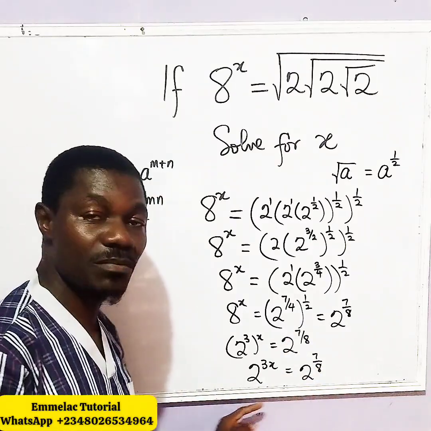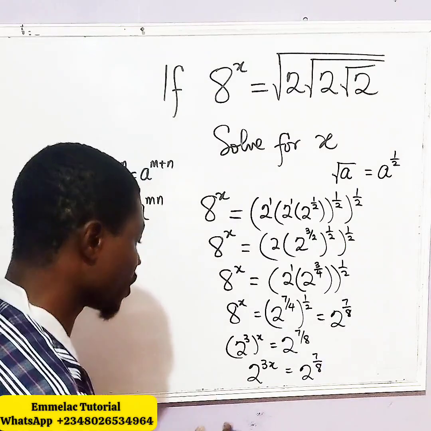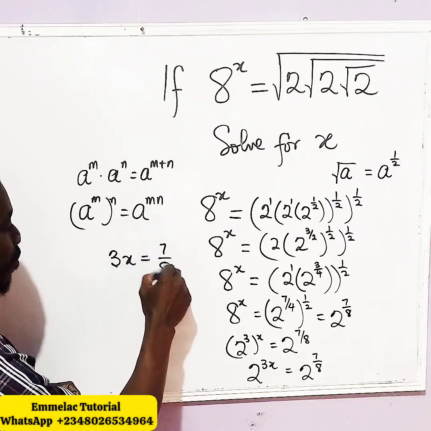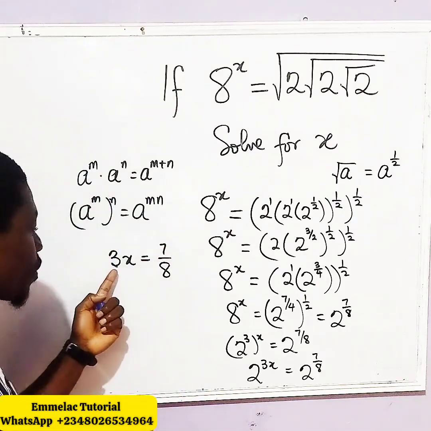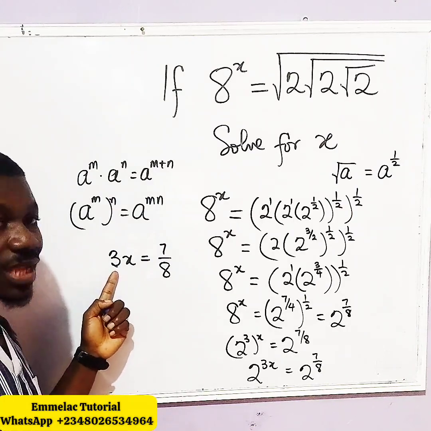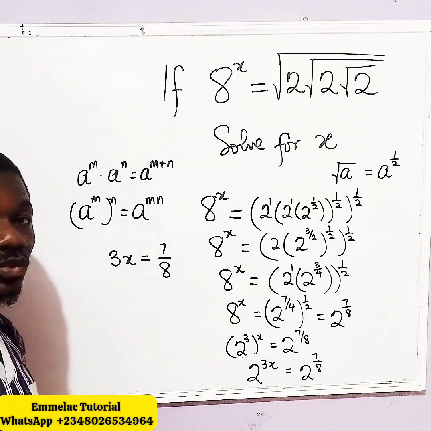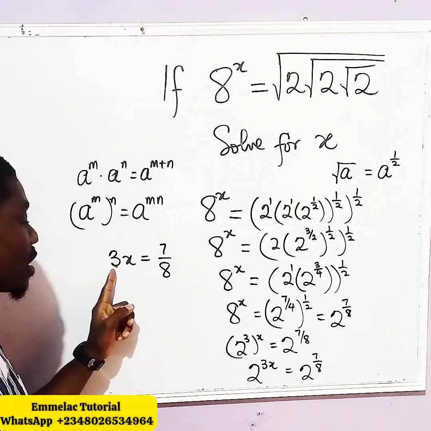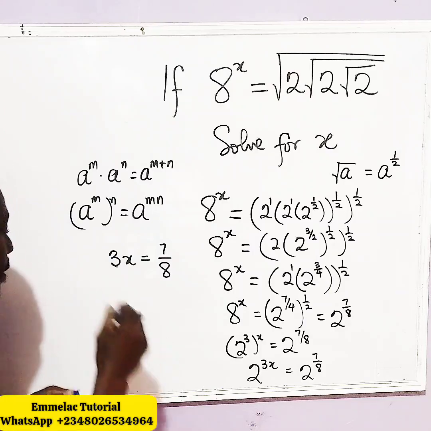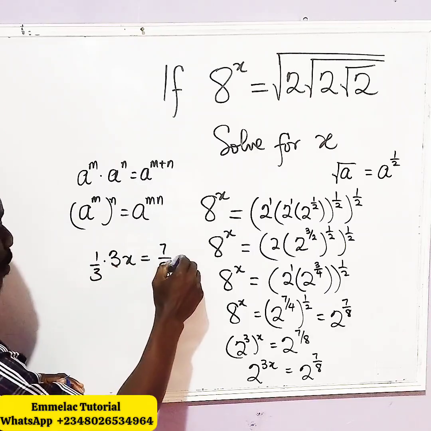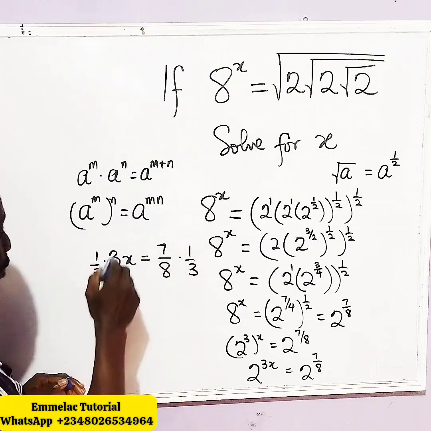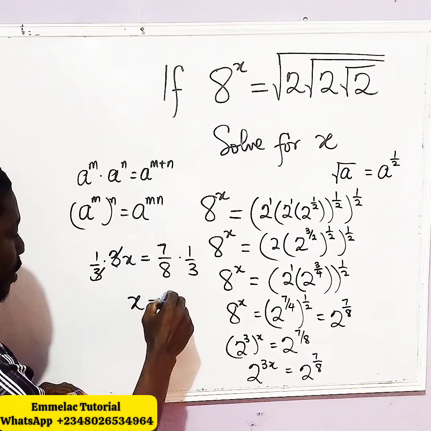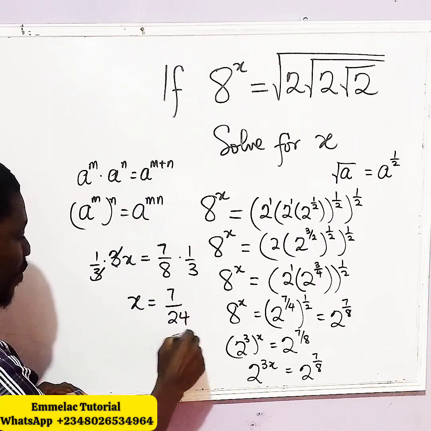Because we have the same base both on the left and the right hand side, we can equate the exponents, giving us 3x equals 7 all over 8. Now, for us to undo this 3, which acts as a multiplier to x, all we need to do is multiply both sides by the multiplicative inverse of 3, which is 1 all over 3. So this cancels out this. Here we have that x equals 7 over 24.